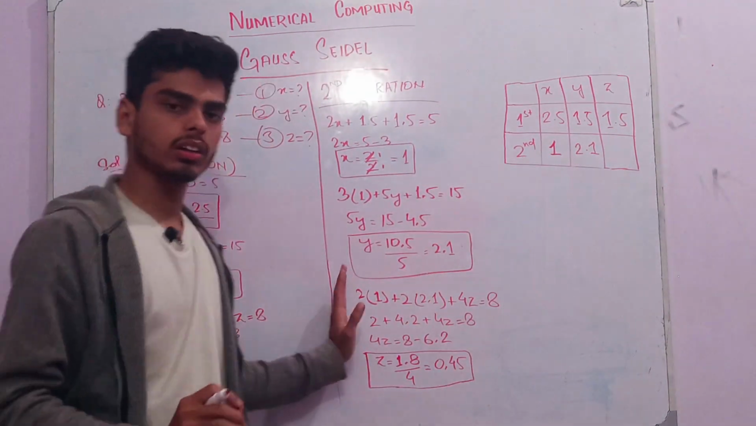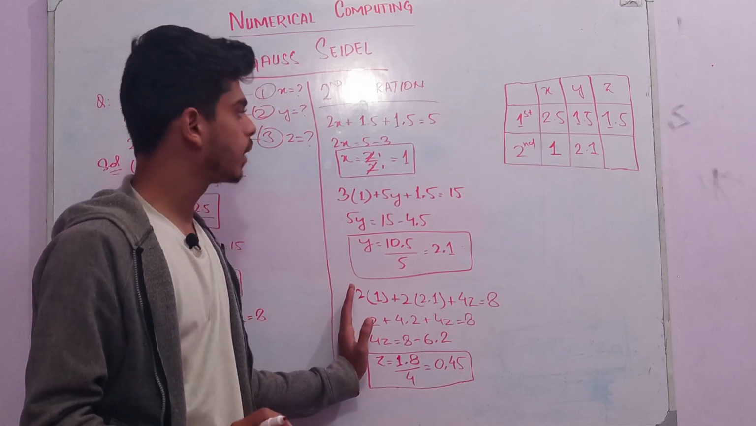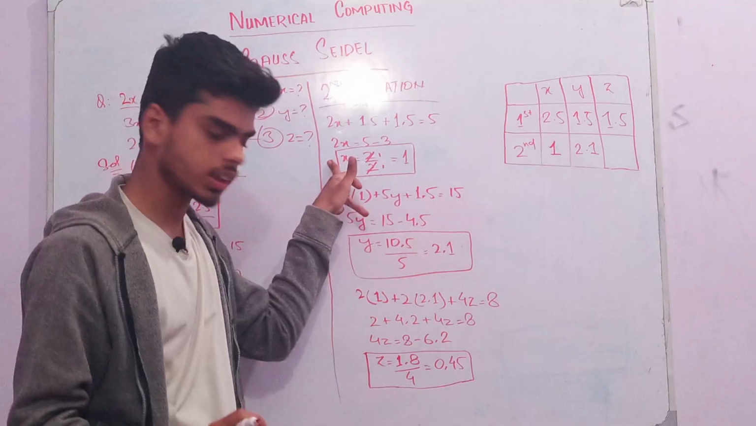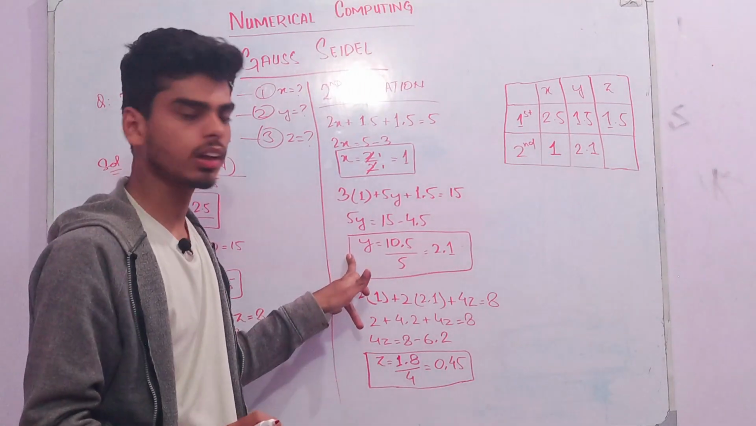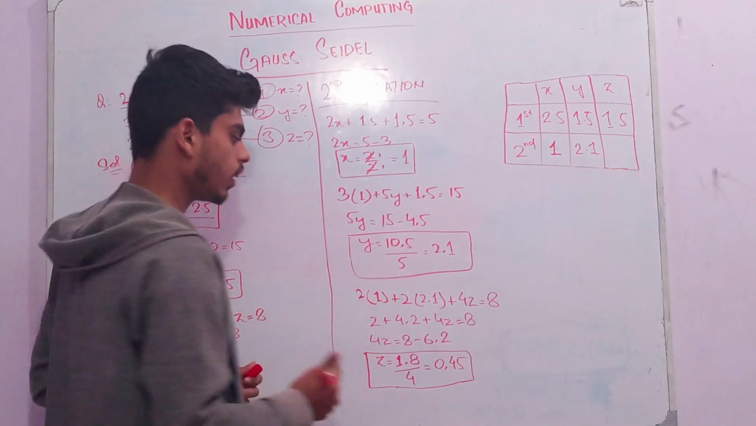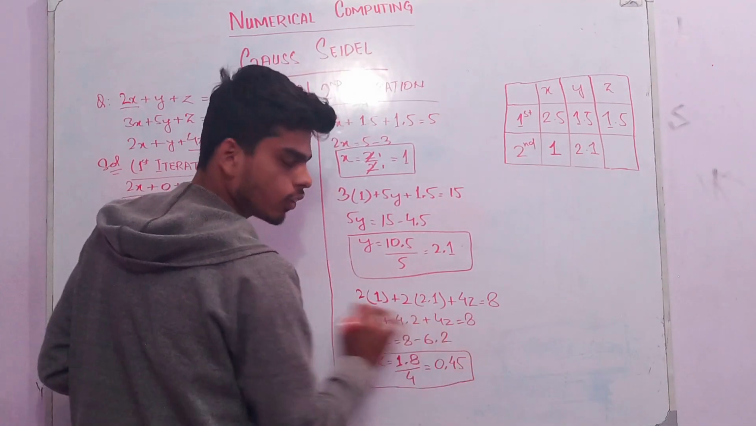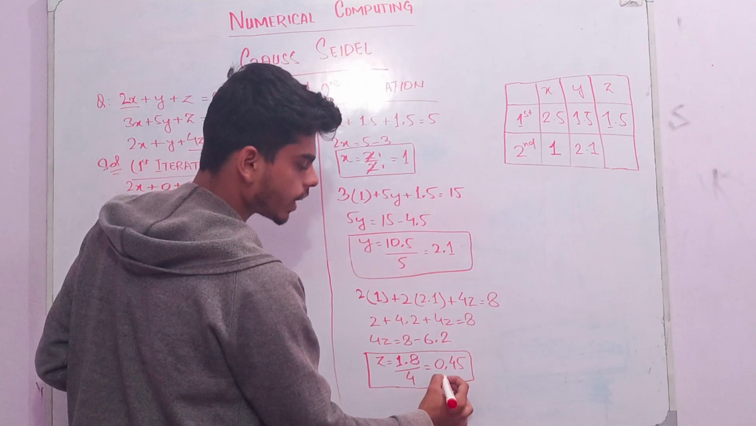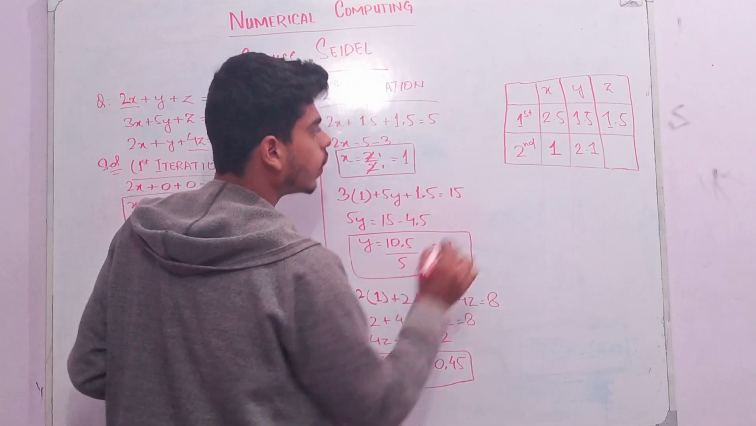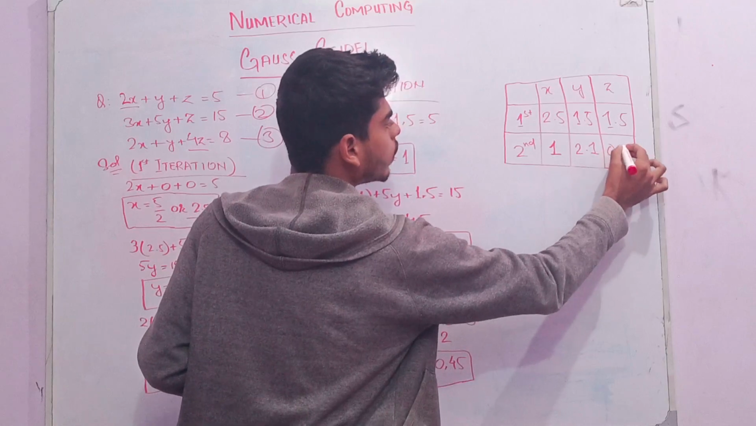Similarly, we get the value of z by putting in the value of x from the first step and the value of y from the second step. By putting in the values of x and y, we get the value of z equals 0.45.